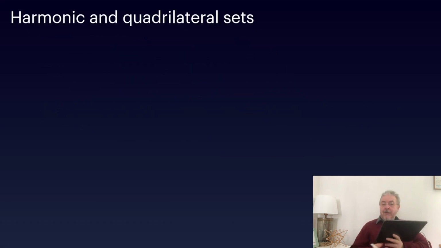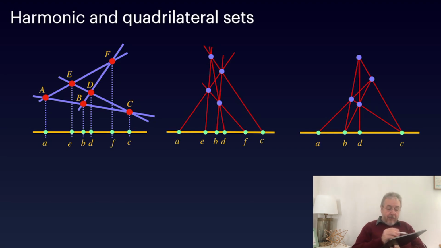Let's right away start with the take-home message, and the take-home message is that whenever you see one of those pictures here, you should immediately be able to associate them with quadrilateral sets and harmonic sets, and that you should be able to recognize these pictures as sub-configurations in other incidence situations, because we will need them over and over again in what follows.